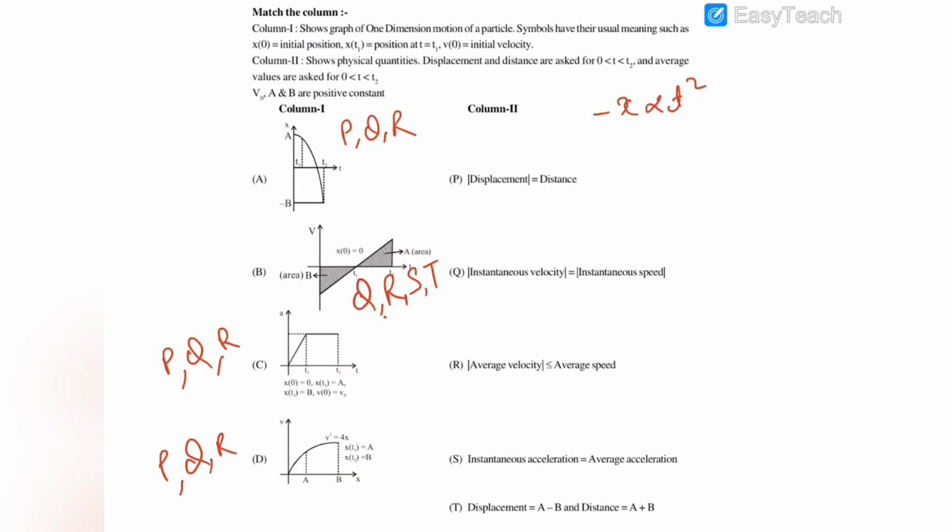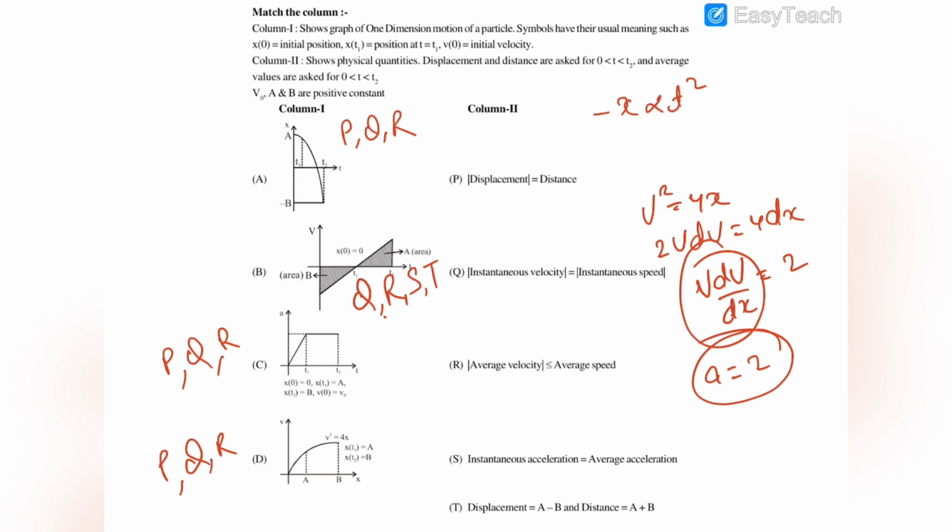And S, that the instantaneous acceleration is equal to the average acceleration. Let us discuss this point, that v square is equal to 4x. Now 2v dv is equal to 4 dx, and v dv by dx is equal to 2. So this is the acceleration and it is constant. So for constant acceleration we can say that the instantaneous value of that acceleration and its average value are equal. So S is also the correct answer for this option.